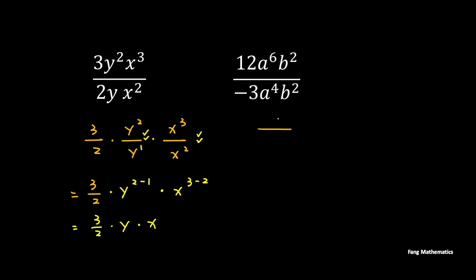So you should have the numbers 12 and minus 3, and you have your a component, a to the power of 6 divided by a to the power of 4, and you have your b component, b squared over b squared. Let's simplify the number. 12 divided by minus 3. I believe that gives you minus 4.